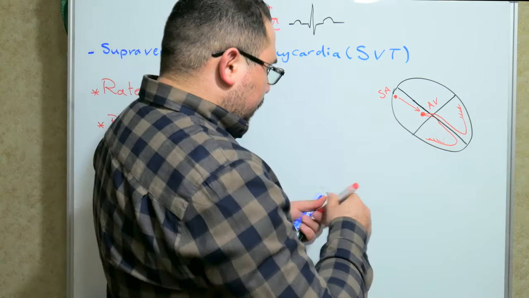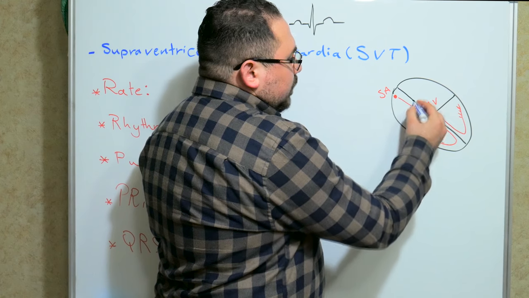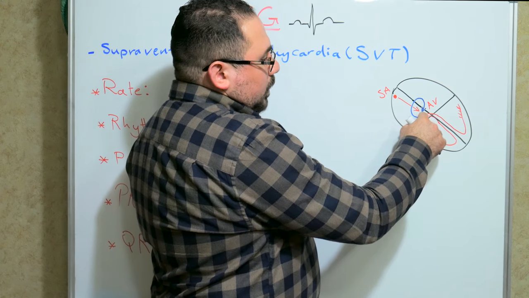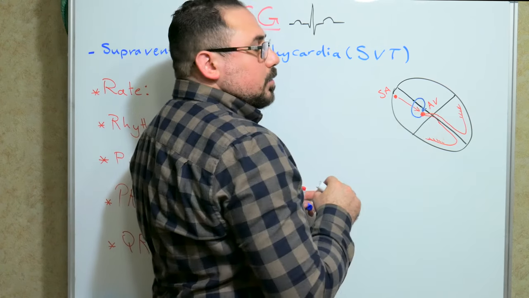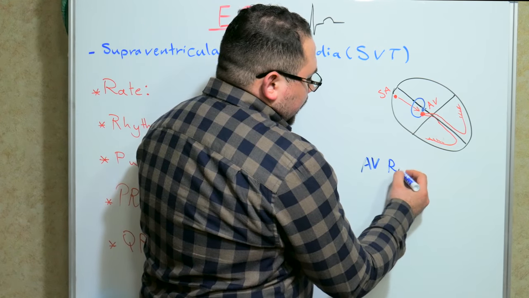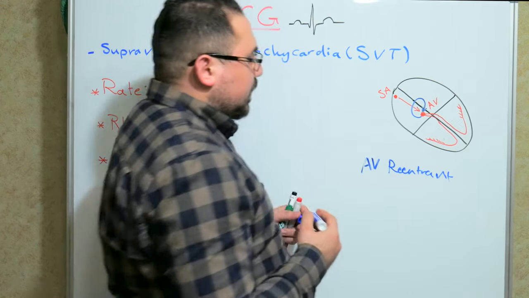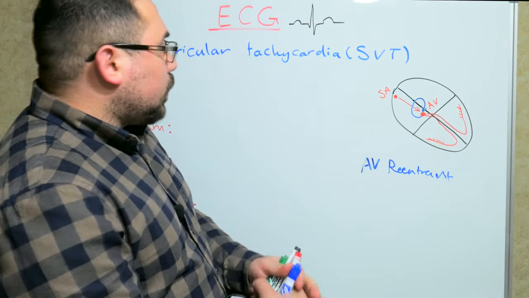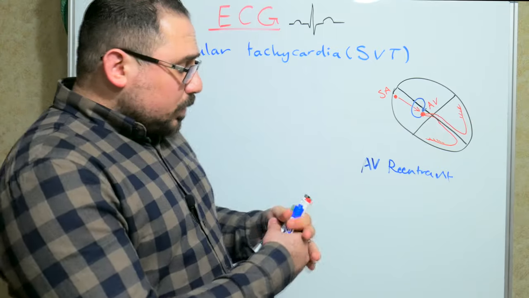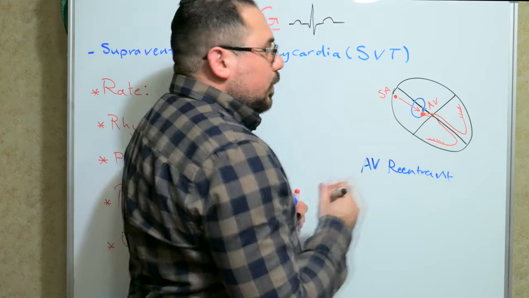But in this type of arrhythmia, there will be a problem in the AV node, leading to what we call a re-entrant circuit. So there will be electricity moving from the AV node back to the AV node, and that will lead to what we call an AV node re-entrant circuit. And that circuit will lead to this type of arrhythmia, the supraventricular arrhythmia, because the AV node will fire again and again and again, and then it will lead to arrhythmia.